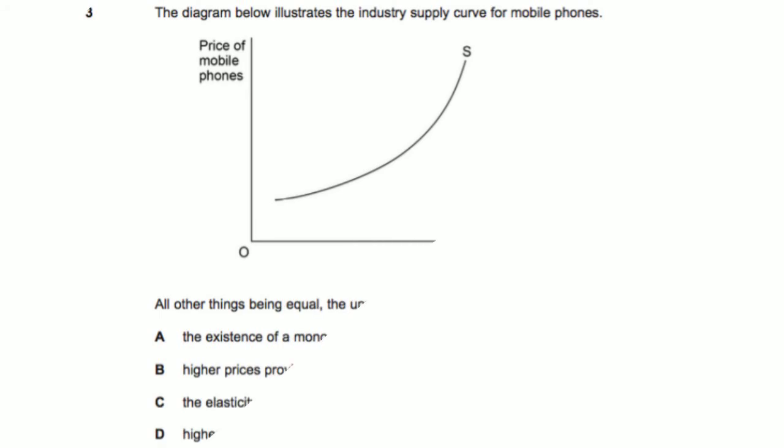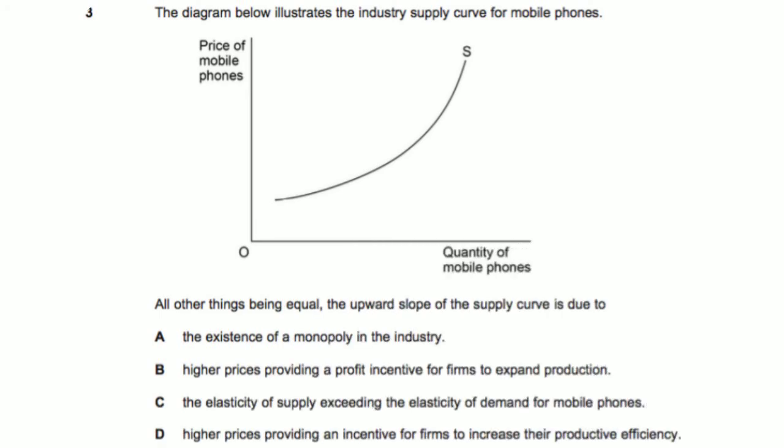Question 3 has a diagram, and this diagram illustrates the industry supply curve for mobile phones. So if we ignore the question for the time being and just have a look at the supply curve, we can see that it looks like a normal supply curve. A normal supply curve has a positive gradient, which means that it is upward sloping. This means that as the price of mobile phones increases, the quantity of mobile phones supplied also increases.